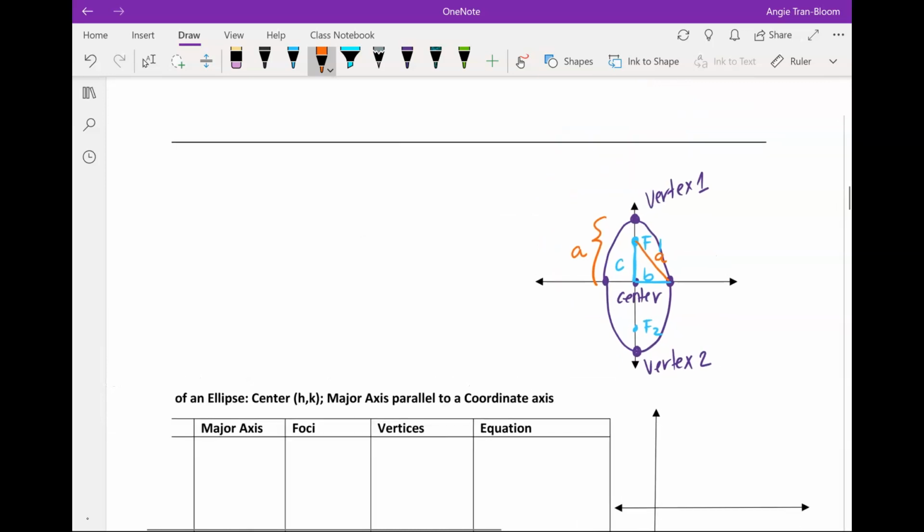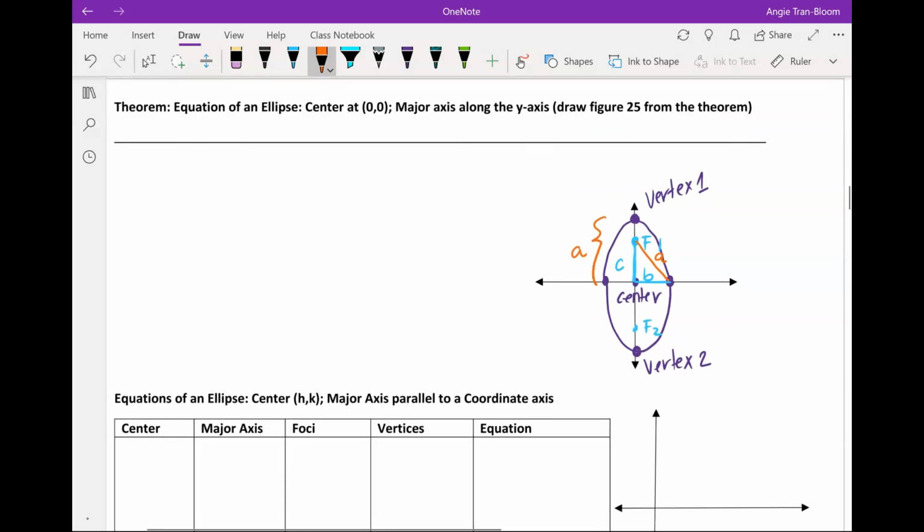Okay, so based on that drawing, is it possible for us to find the foci? What would you write for our foci? What is it? 0 plus or minus C. Okay. How about vertices? 0 plus or minus A. Now, our equation is x squared over something plus y squared over something equals to 1.